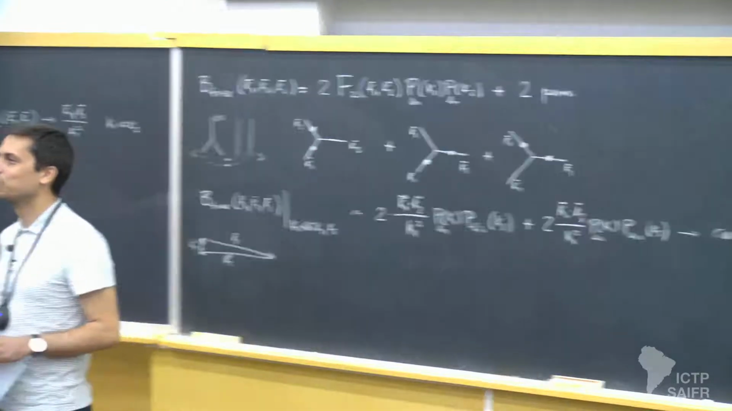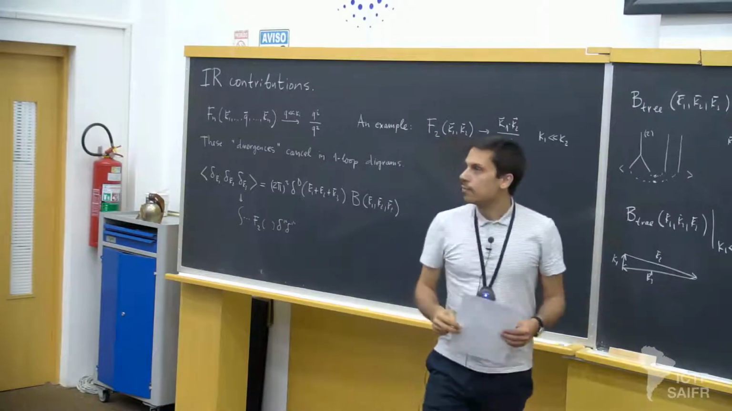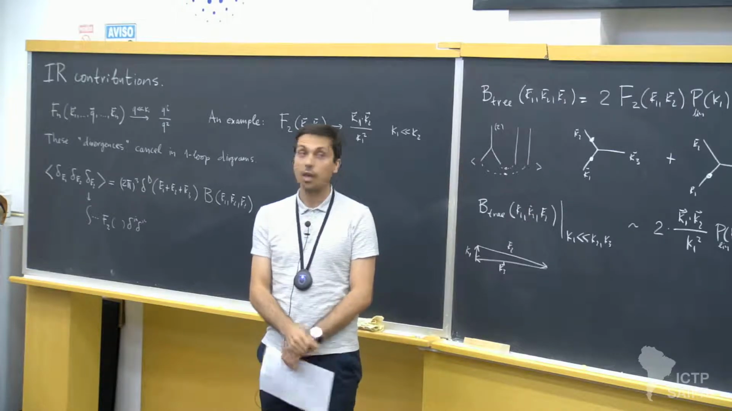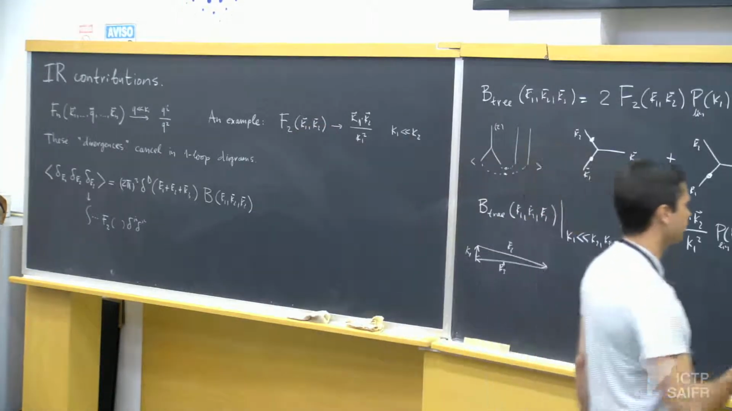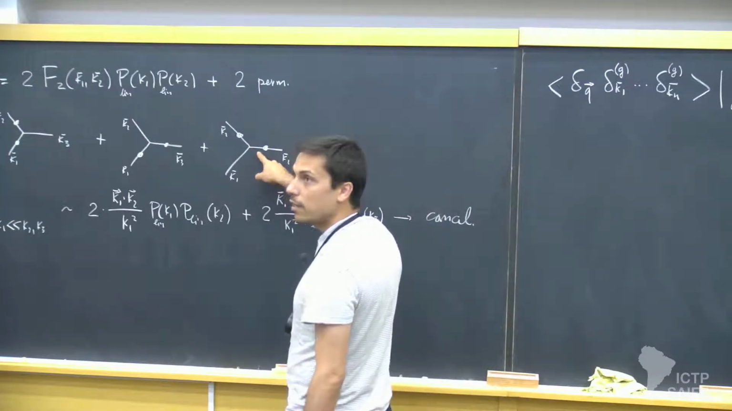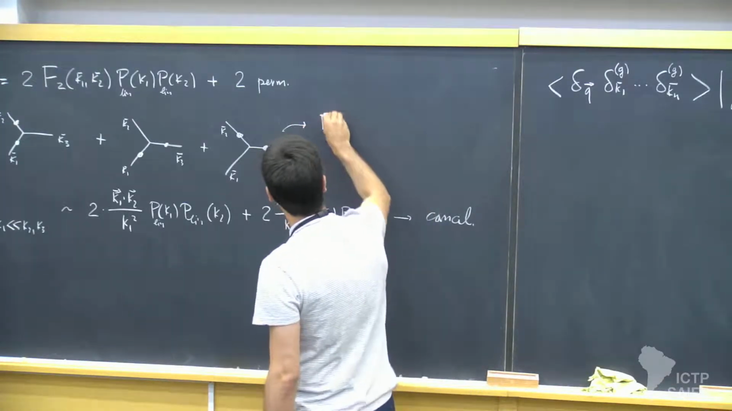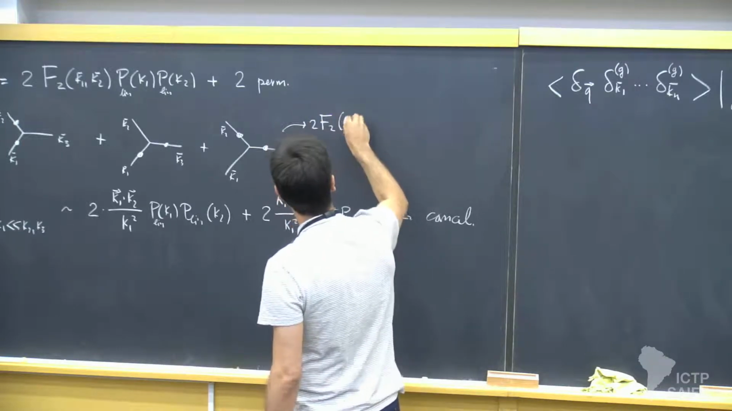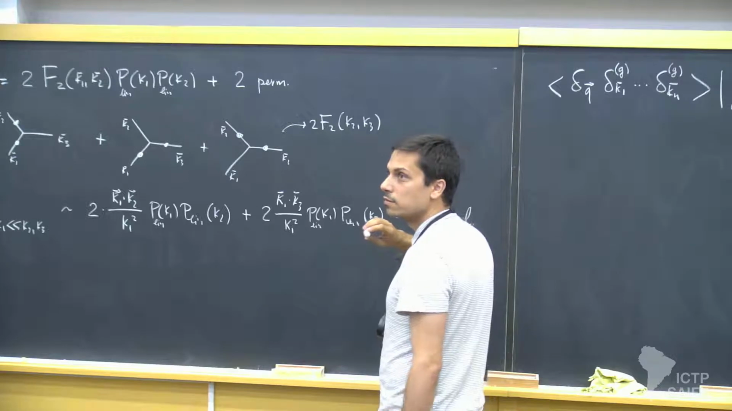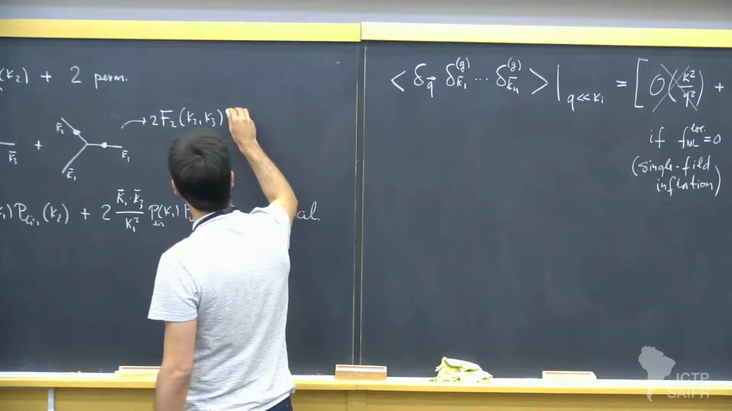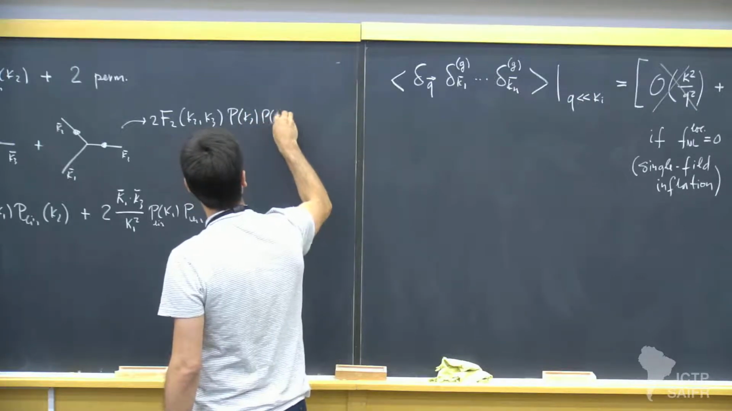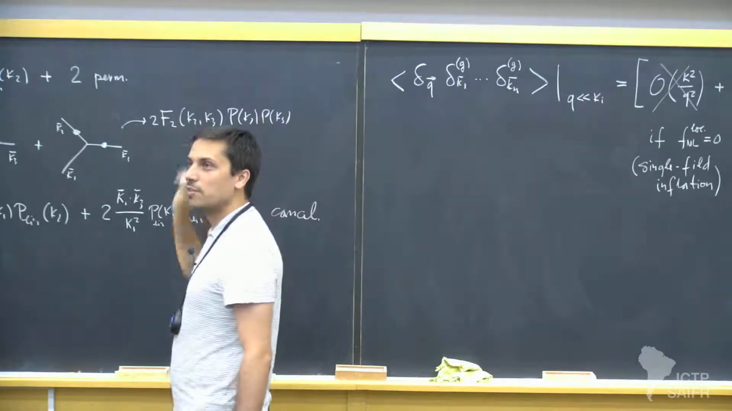Sir, for example, for the cancellation, you use two diagrams, right? Yes. So there's the limit of the third one. Oh, no, the third one does not contribute. And let us see why. Because the third diagram is this one. And this diagram is just 2 times F2 of K2, K3, times P of K2, P of K3. And when K1 goes to 0, this doesn't produce any divergence.